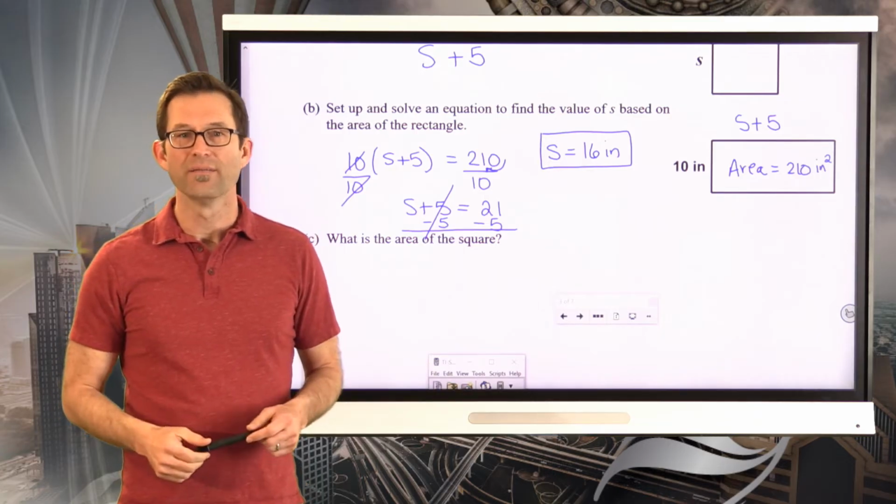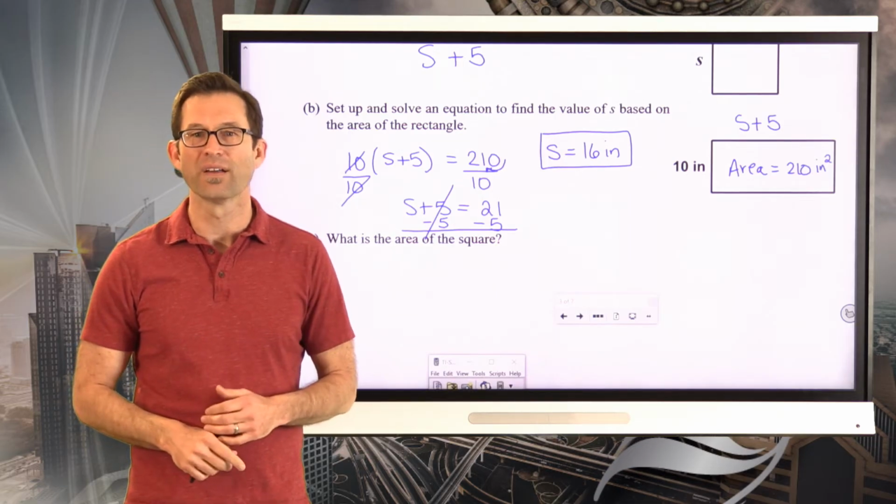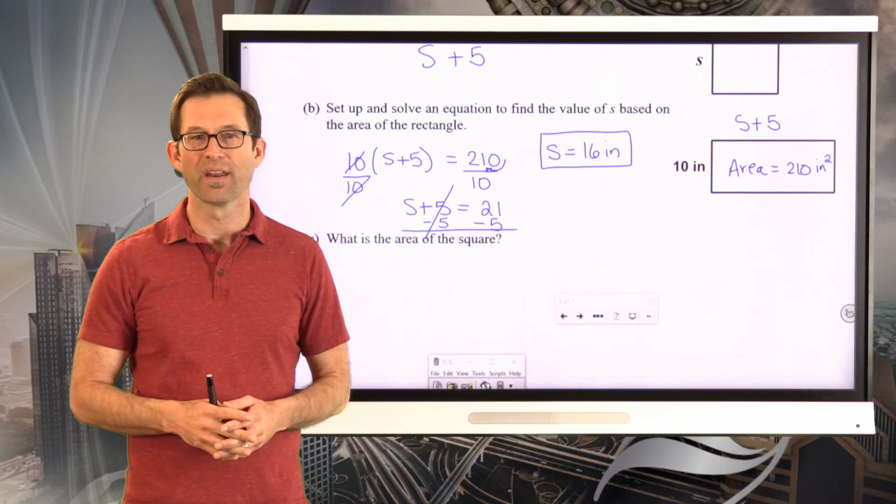Now, letter C, simple enough. What is the area of the square? Why don't you go ahead and do that for yourself? That should be pretty easy, and then we'll move on to the next problem.